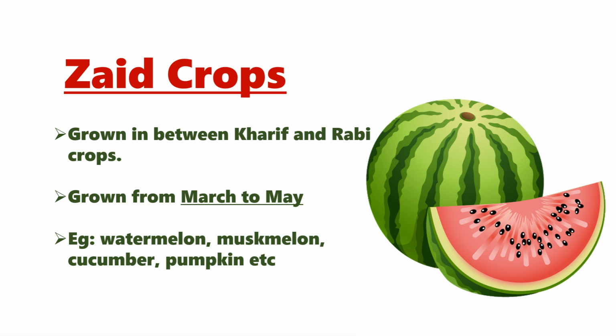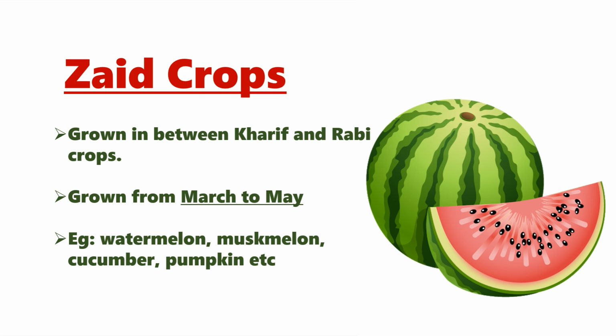Then comes Zaid crops. These crops are grown between Kharif and Rabi crops. For example, watermelon, muskmelon, cucumber are examples of Zaid crops. Zaid crops are generally creepers, ivy-like. If you see watermelon, muskmelon, cucumber, pumpkin, all these plants are in creeper shape, right? I'm saying mostly, I'm not saying that all Zaid crops are creepers.